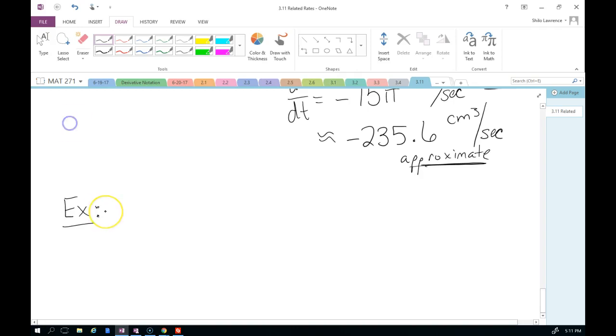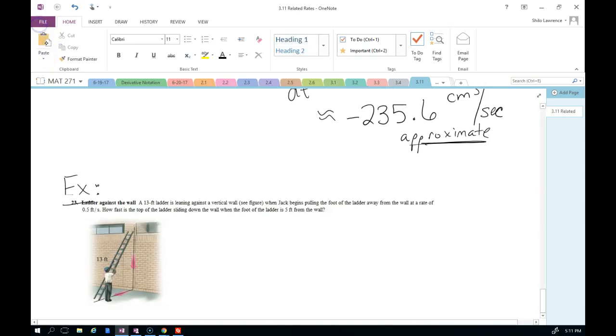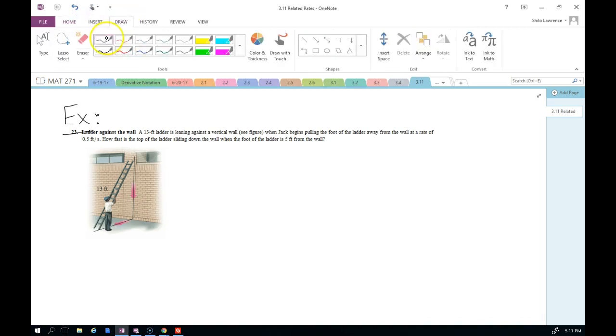The next example is a classic related rates problem. Anybody who has ever taken calculus before has seen this type of problem with this sliding ladder against a wall. So it says we've got a ladder against a wall. It is a 13-foot ladder. So this hypotenuse, we see this triangle here. The hypotenuse of the triangle is 13.